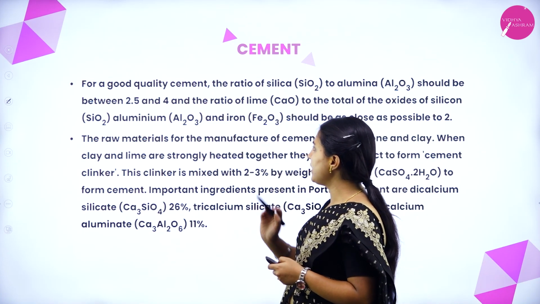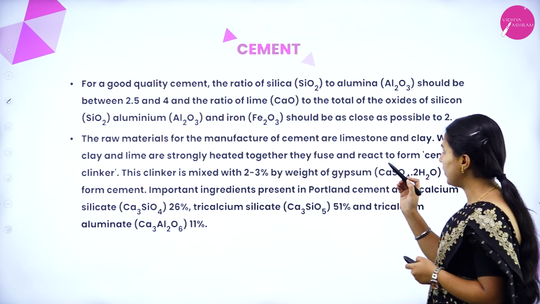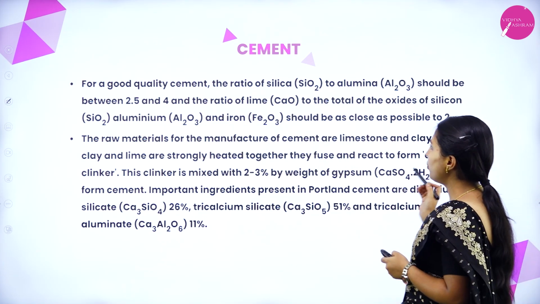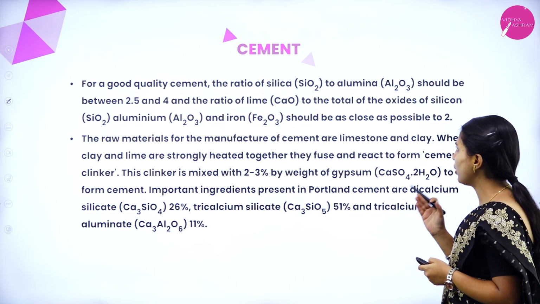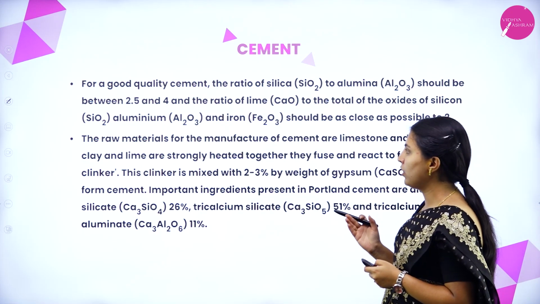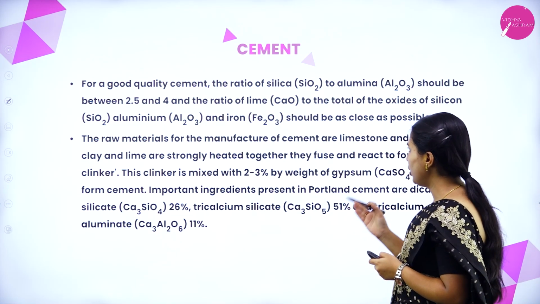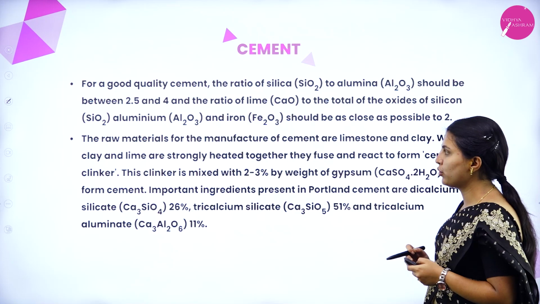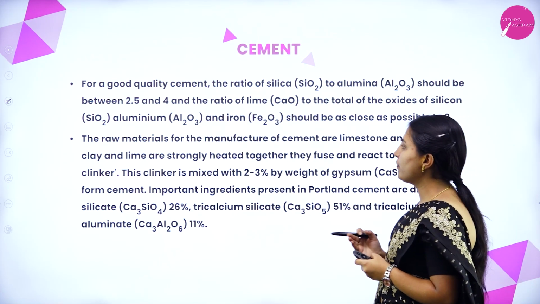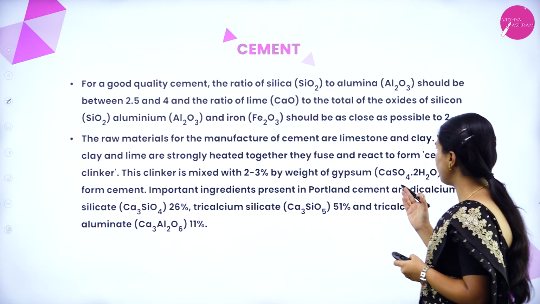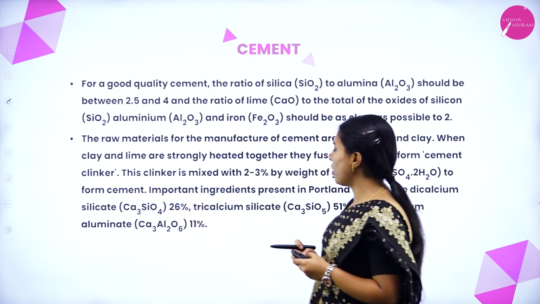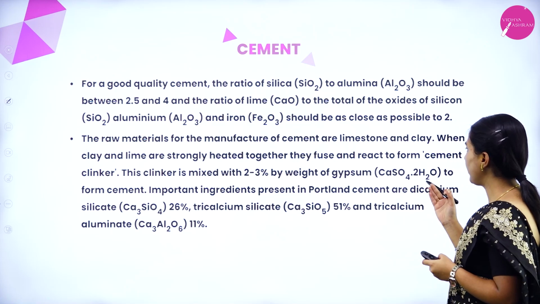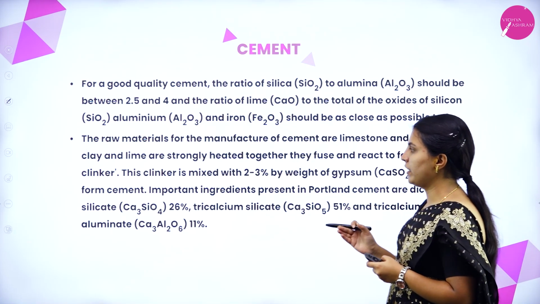For a good quality cement, the ratio of silica to aluminium should be between 2.4 and 4, and the ratio of lime to the total of the oxides of silicon, aluminium and iron should be as close as possible to 2. The raw materials for the manufacture of cement are limestone and clay. When clay and lime are strongly heated together, they fuse and react to form cement clinker.